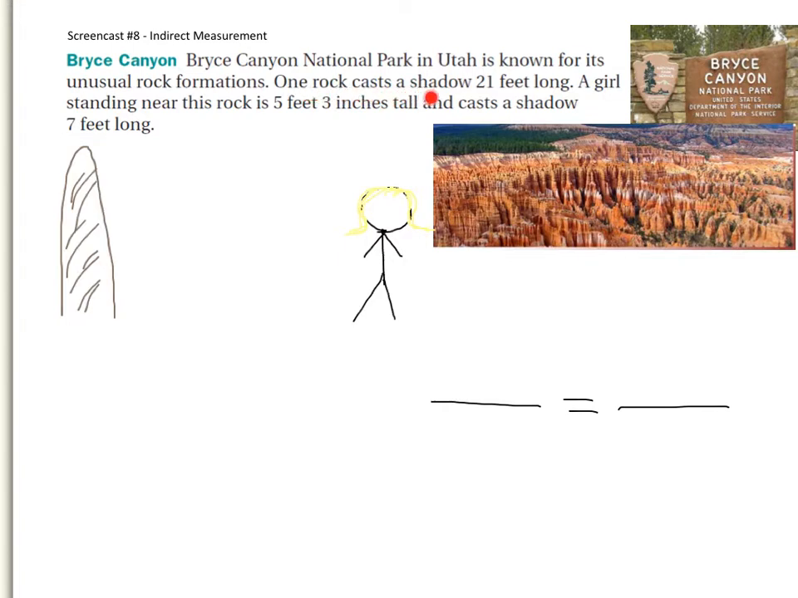One particular rock casts a shadow 21 feet long, and a girl standing near this rock is 5 feet 3 inches tall and casts a shadow 7 feet long. I know it doesn't say it, however the question is, of course, how tall is the rock?